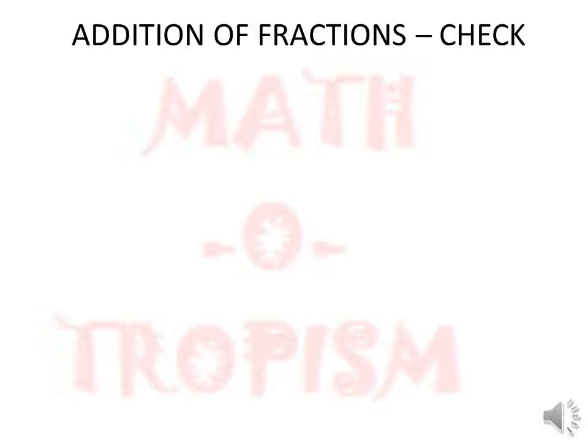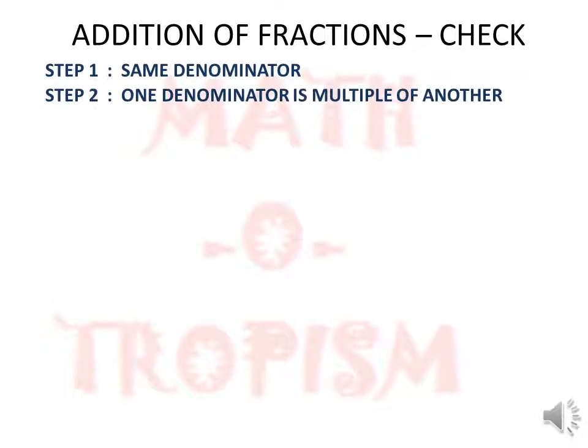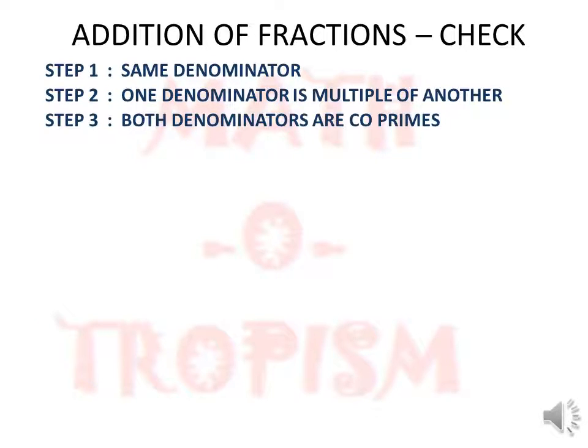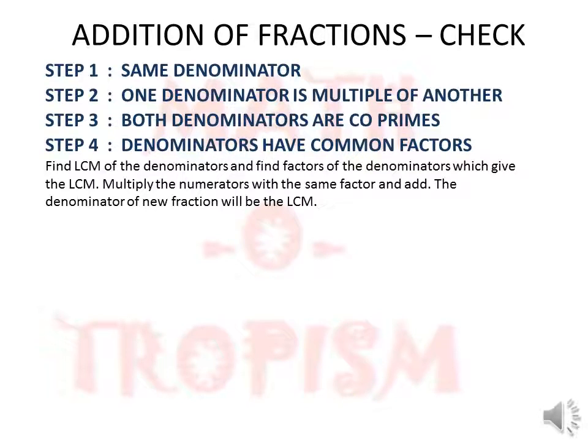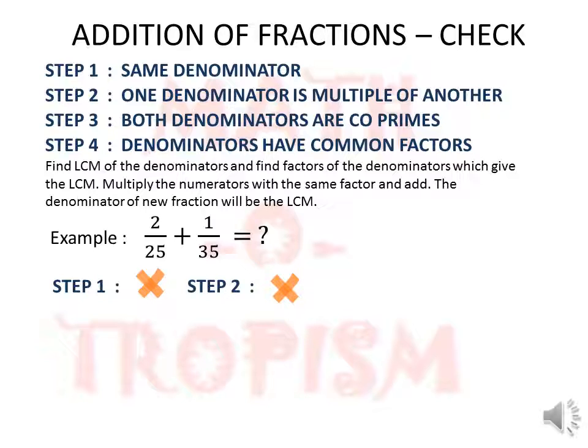Next we go to the next step in case that was not possible. So what is the next step? It is that they are not co-primes but the denominators have common factors. Example, let us take as 2 by 25 plus 1 by 35 equal to what? Now in this case we see 25 has a 5 and also 35 has 5 as its factor, so they are not co-primes, so they have common factors. So in this case first step is not possible, that is the same denominator is not there, one denominator is not the multiple of the other, also they are not co-primes.